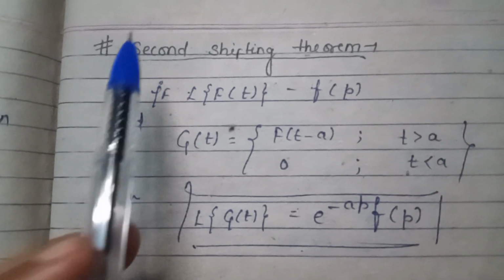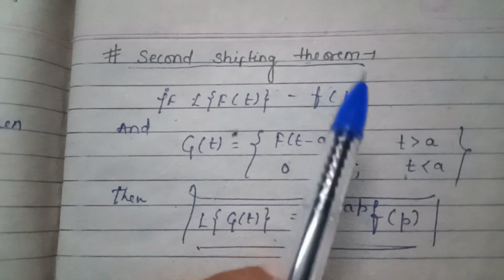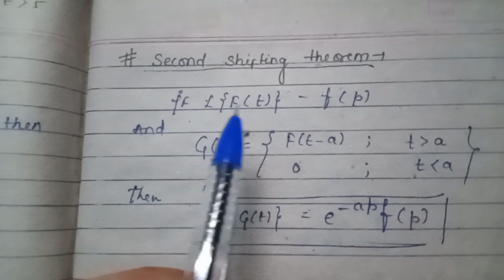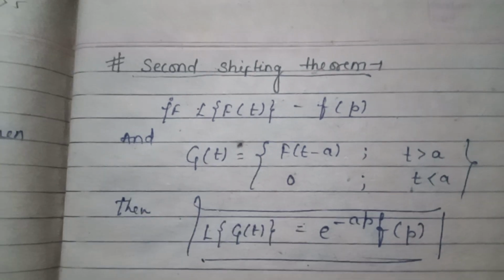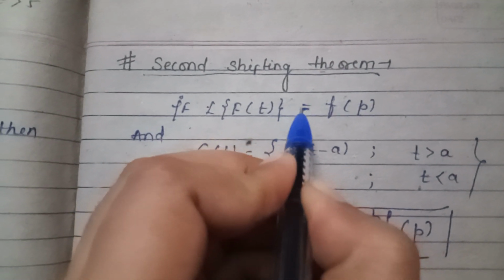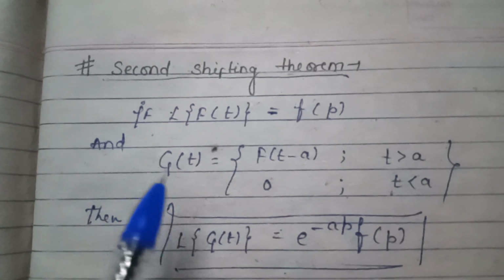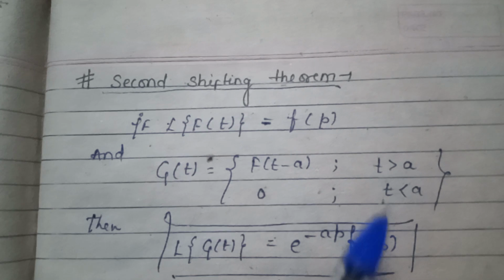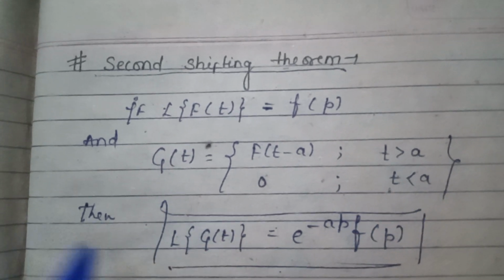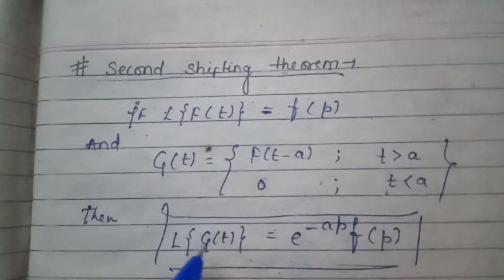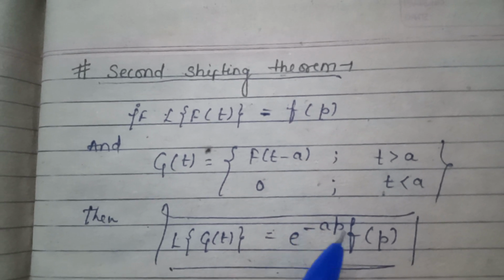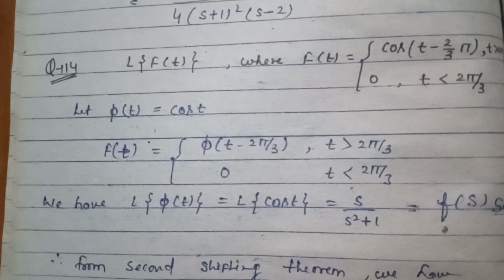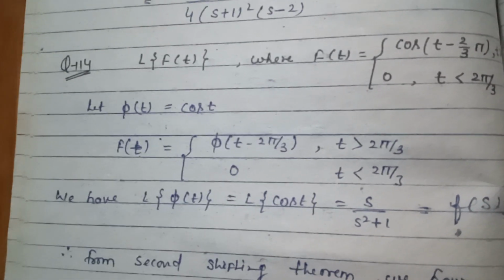Now there is the second shifting theorem or shifting property. If Laplace f(t) is equal to f(p) and g(t) is equal to f(t minus a) when t is greater than a and 0 when t is less than a, then Laplace g(t) is equal to e to the power minus ap f(p). Now we will see some questions on Laplace transform.